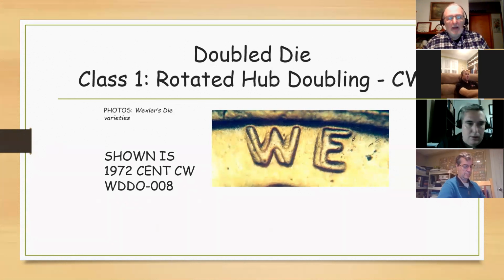Okay, what we're looking at is rotated hub doubling, clockwise. Now you can see that your first one's here, second one's off to the right, and you see that there's a clear doubling. It's, as it says, a 1972 cent, which is actually Wechsler double die obverse #1 for that particular coin. The point of rotation for the hub or die is usually created in regard to the center of the hub die.